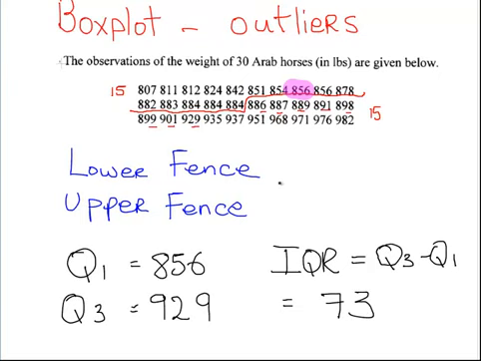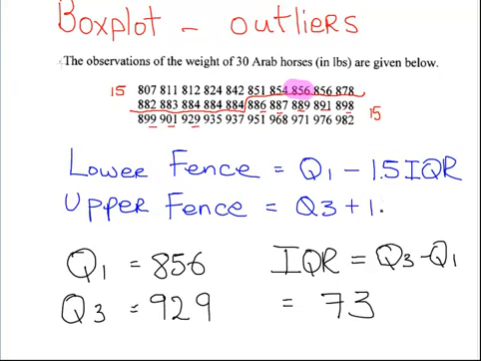Okay, so we have everything we need. Let's go back to the lower fence. The lower fence is Q1 minus 1.5 times the interquartile range. The upper fence is Q3 plus 1.5 times the interquartile range. Okay, so I'm just going to start on a new page here so that I have more room.